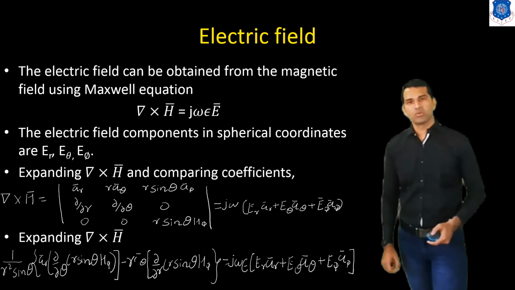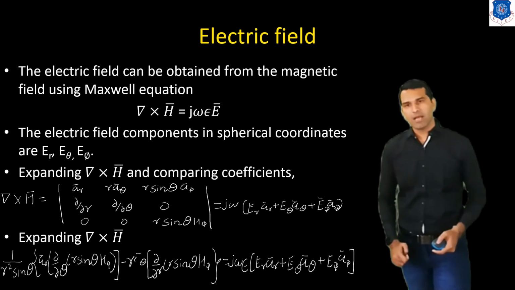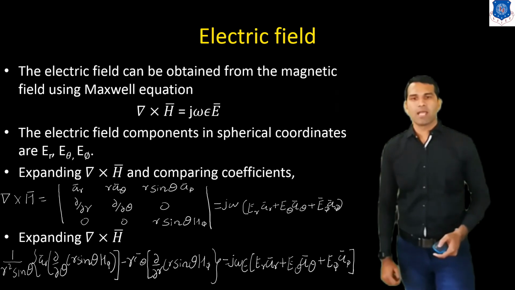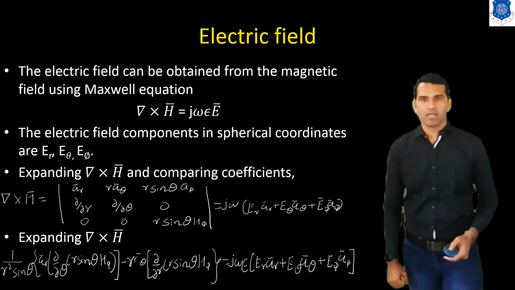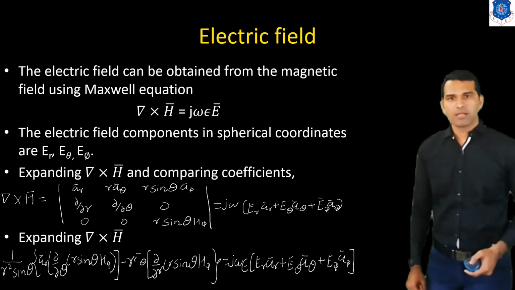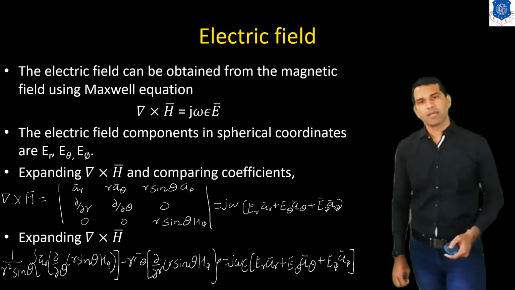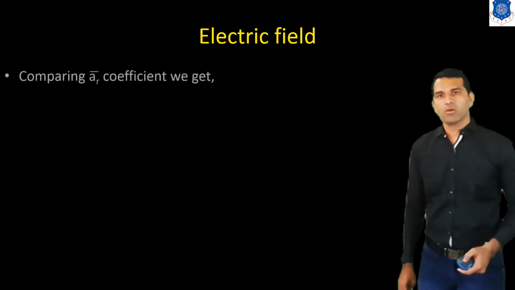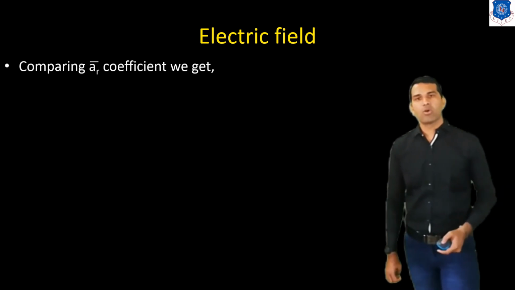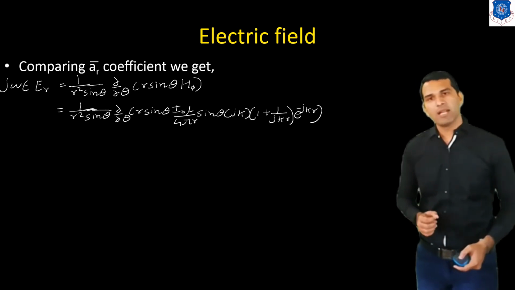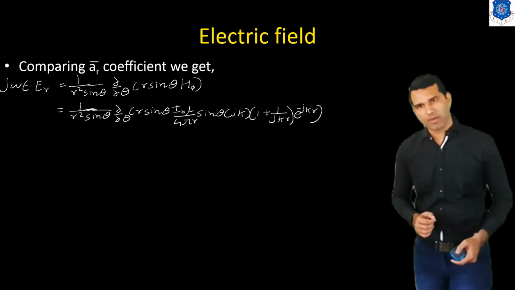So we get 1 upon r squared sin theta into a_r, d by d theta of r sin theta H_phi, minus r a_theta, del by del r of r sin theta H_phi, equals j omega epsilon E_r a_r plus E_theta a_theta plus E_phi a_phi. Comparing the a_r coefficient, we get j omega epsilon E_r is equal to 1 upon r squared sin theta, del by del theta of r sin theta H_phi.